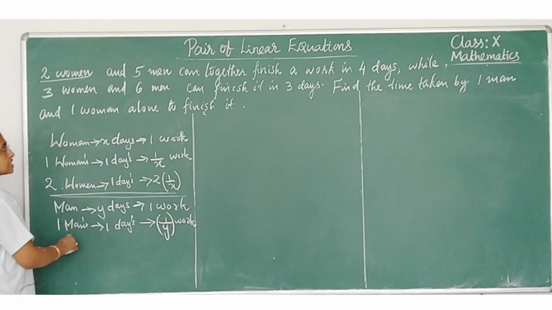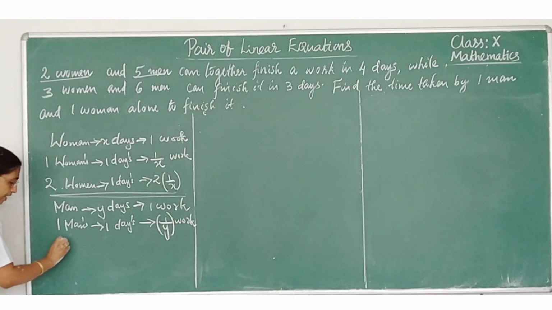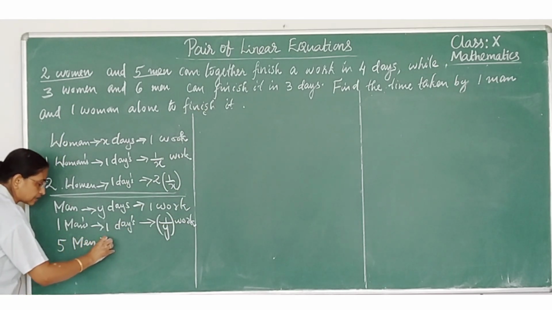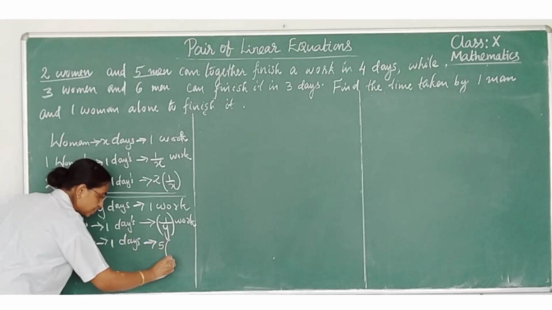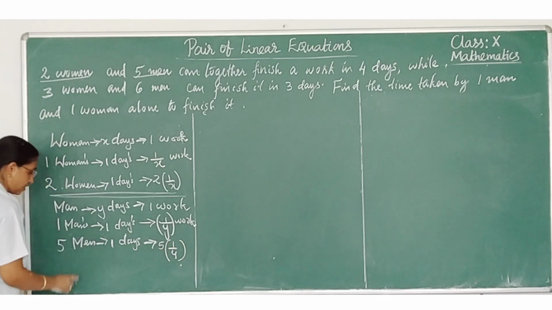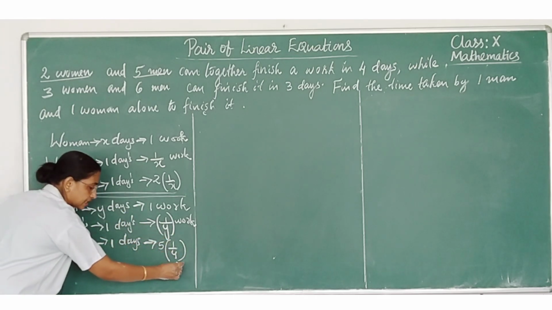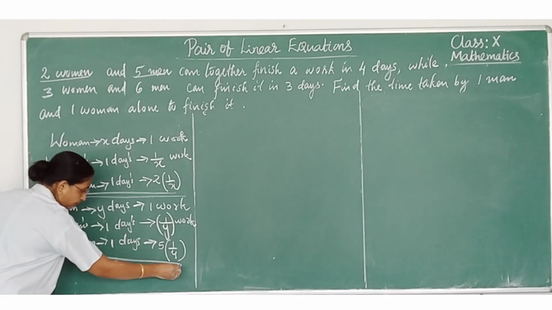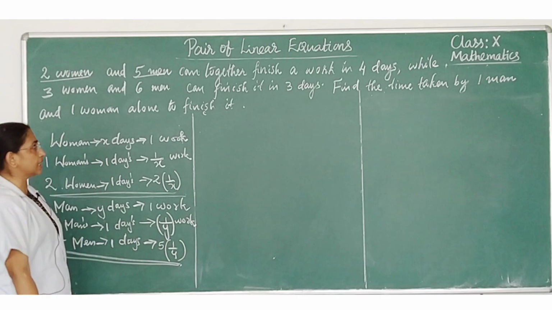What is given in the question? The first condition is given with 5 men. So, 5 men's 1 day's work is 5 into 1 by y, since 1 man's 1 day's work is 1 by y. We are going to formulate the first equation.